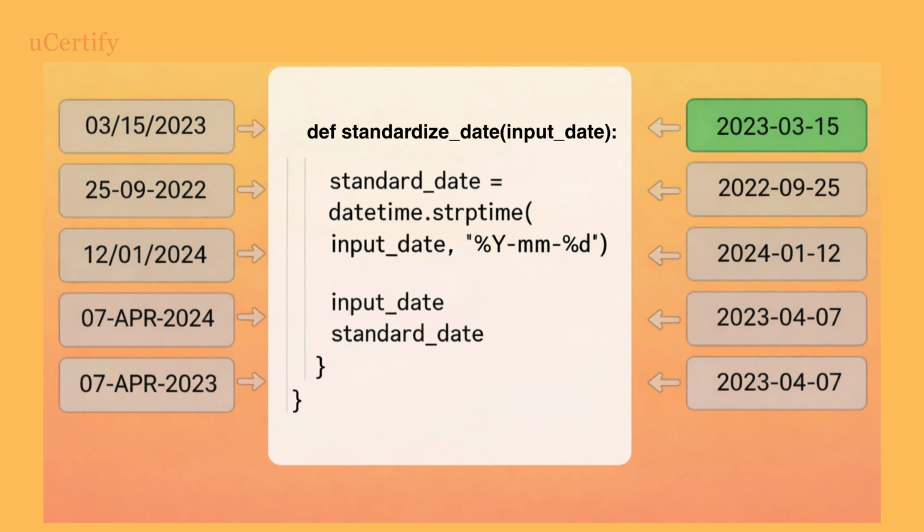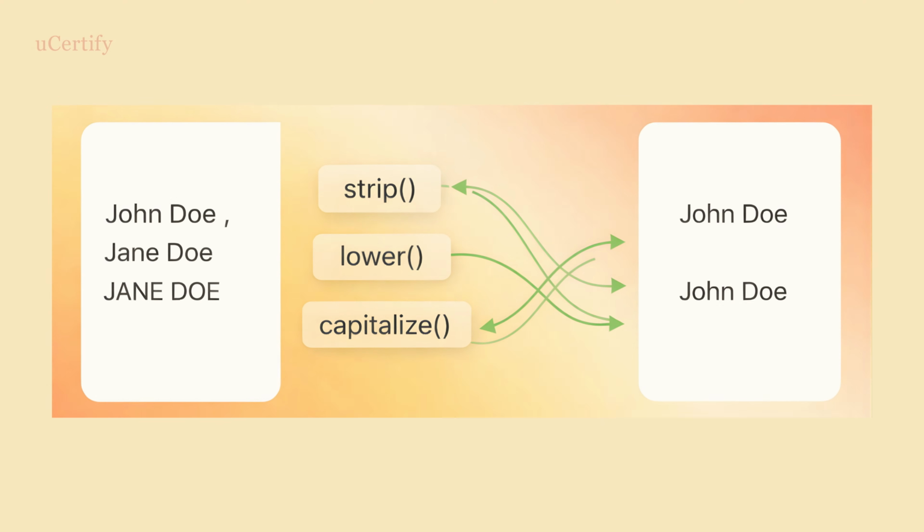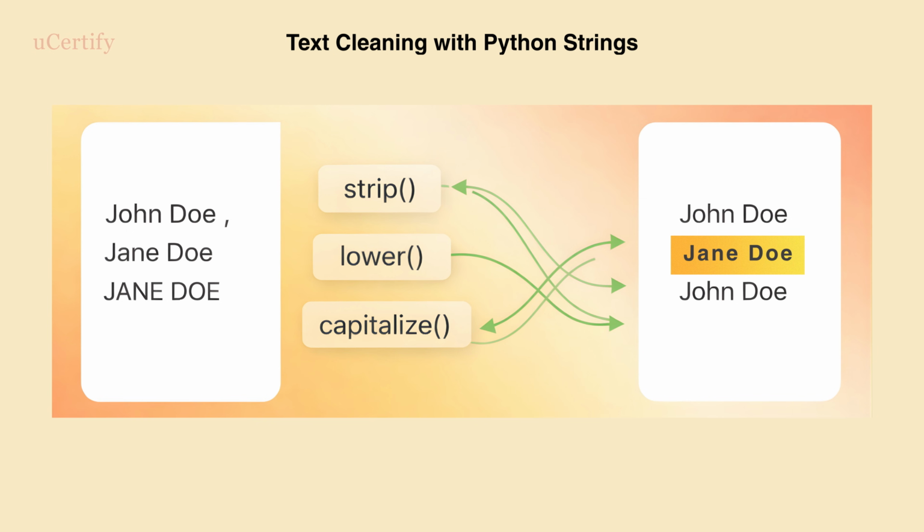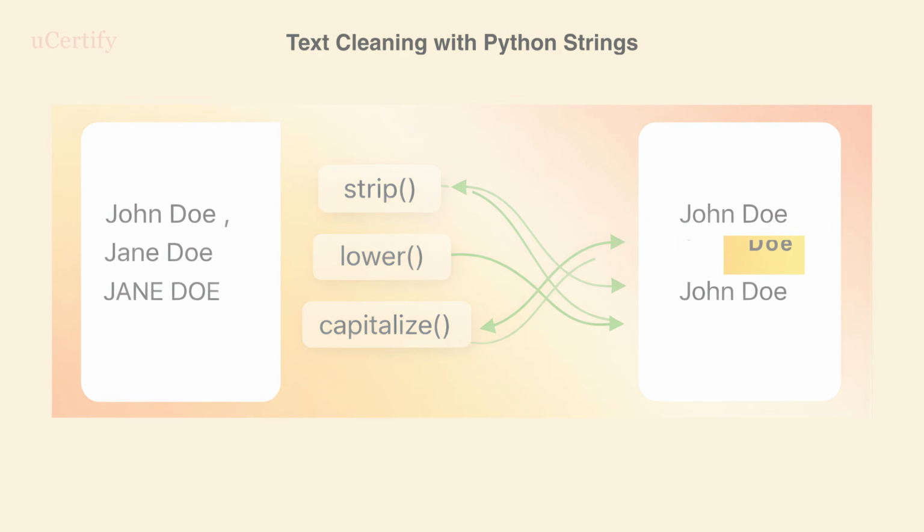Inconsistent formats, like varying date styles, can cause issues. Standardize them in Python to ensure consistency and easier analysis. Clean text data using methods like strip, lower, and upper to fix spaces, casing, and inconsistencies.